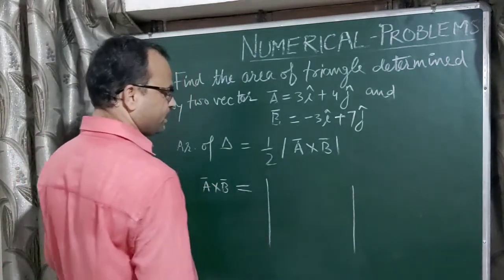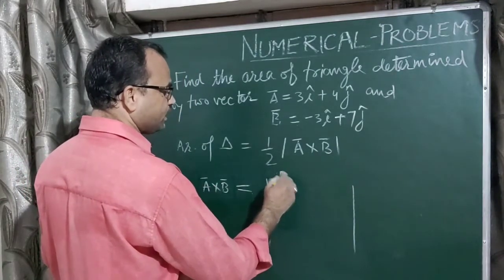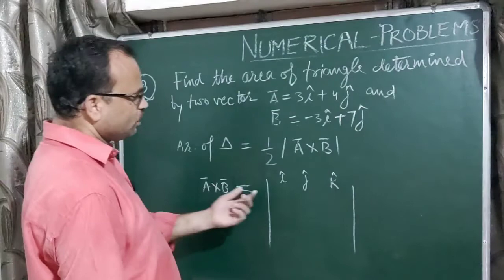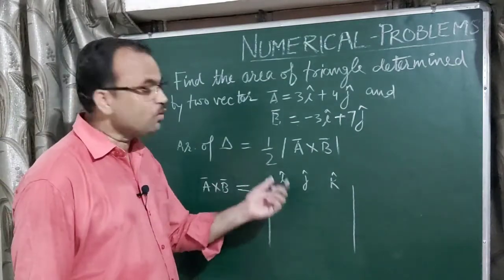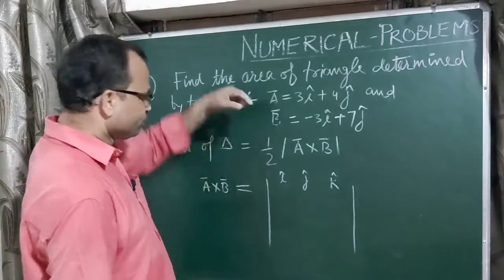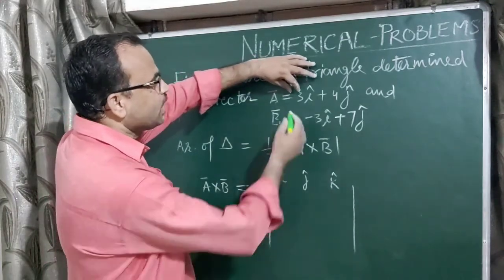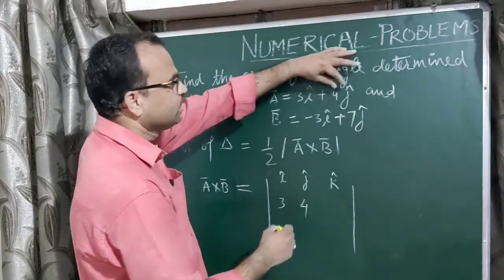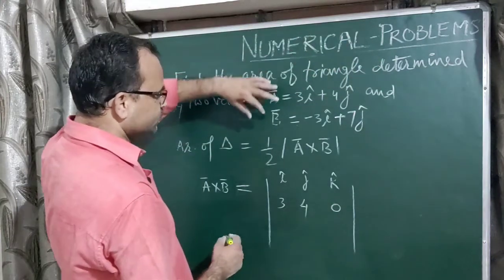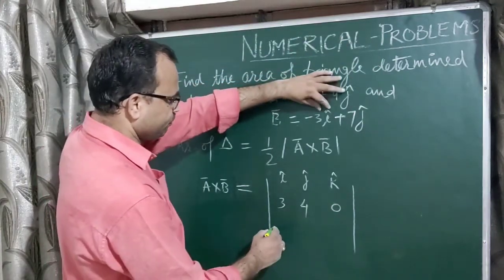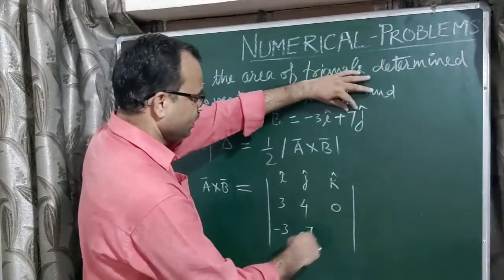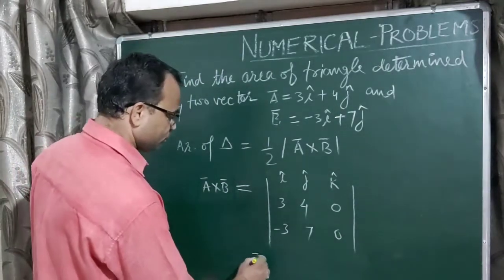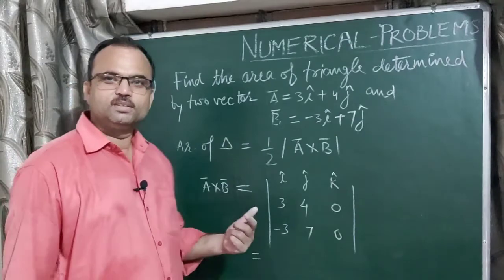So make a matrix with i cap, j cap and k cap. After that we have to put the coefficients of i, j, k in the a vector and b vector. So first we write the coefficients of the a vector: the coefficient of i is 3, the coefficient of j is 4, then k is 0. Similarly in the case of b, the coefficient of i cap is minus 3, the coefficient of j is 7, the coefficient of k is 0. Now solve this matrix by the simple shortcut method.